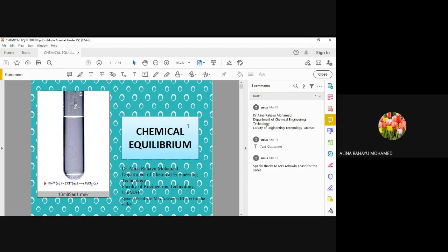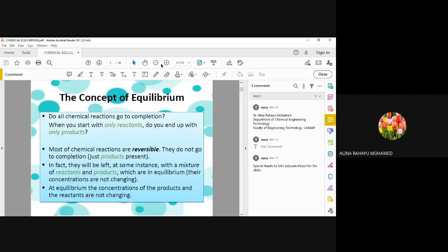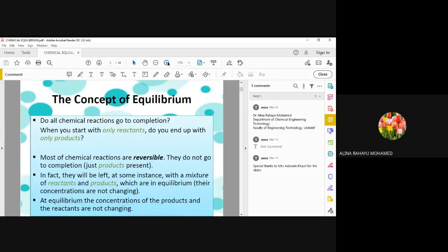Okay. So this is on chemical equilibrium. I try to increase the slide a little bit. Bismillahirrahmanirrahim. The concept of equilibrium.